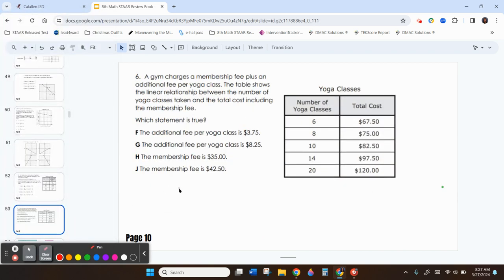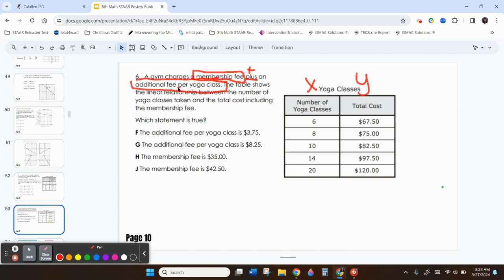Problem 6. A gym charges a membership fee plus an additional fee per yoga class. The table shows the linear relationship between the number of yoga classes taken and the total cost including the membership fee. Which statement is true? For this one, we're going to go over how to type it in your calculator in lists and spreadsheets. They charge a membership fee plus an additional fee per yoga class.